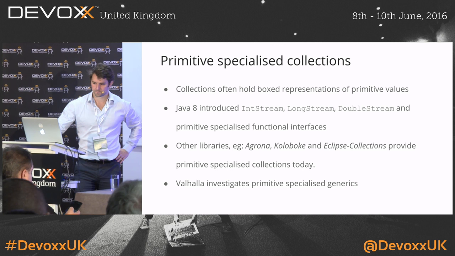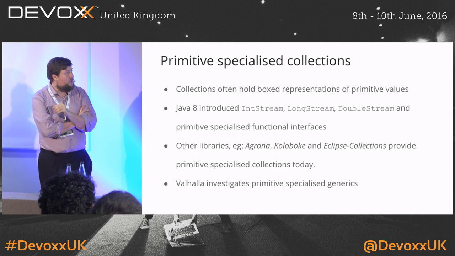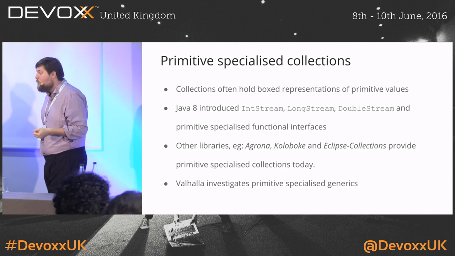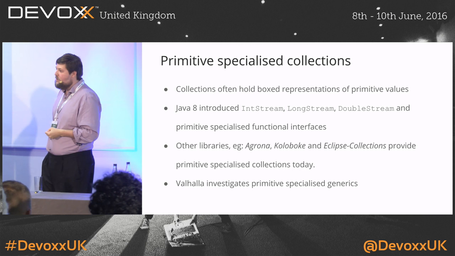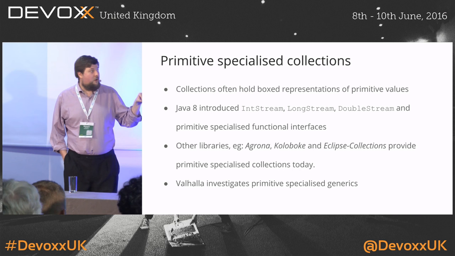But as I say, primitives give you a great win, both for speed and also for reduced memory consumption. There's actually a number of APIs that give you primitive specialized collections today without having to do anything. Java 8 introduced the streams API, and obviously also introduced the int, long, and double specializations of those streams, and primitive specialized functional interfaces to go along with them, which gives you a massive performance win. There's also a bunch of third-party libraries that provide primitive specialized collections.